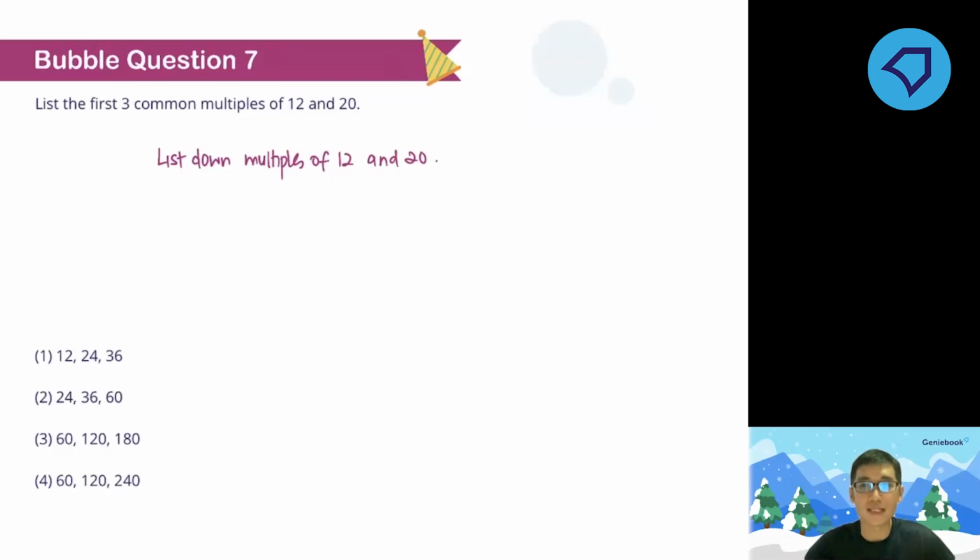Yes, that's listing of multiples of 12. How about listing the multiples of 20? All right, keep on listing until you find one common multiple first.